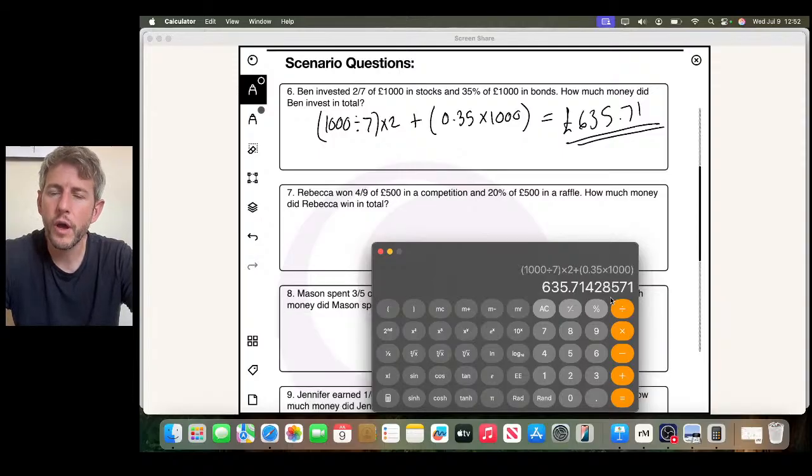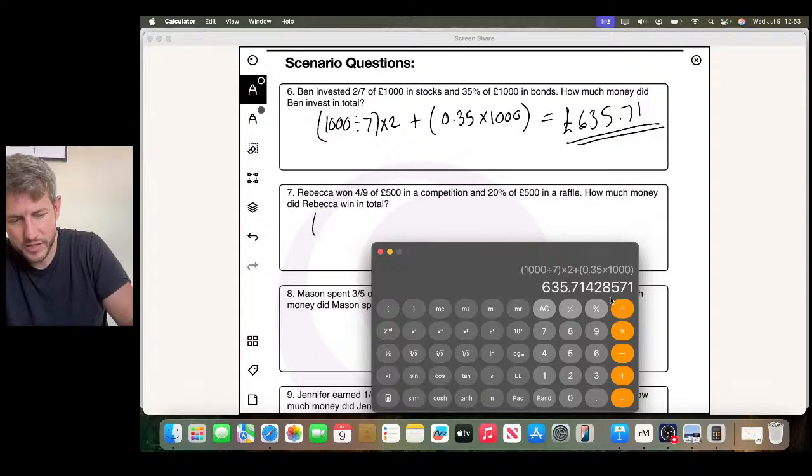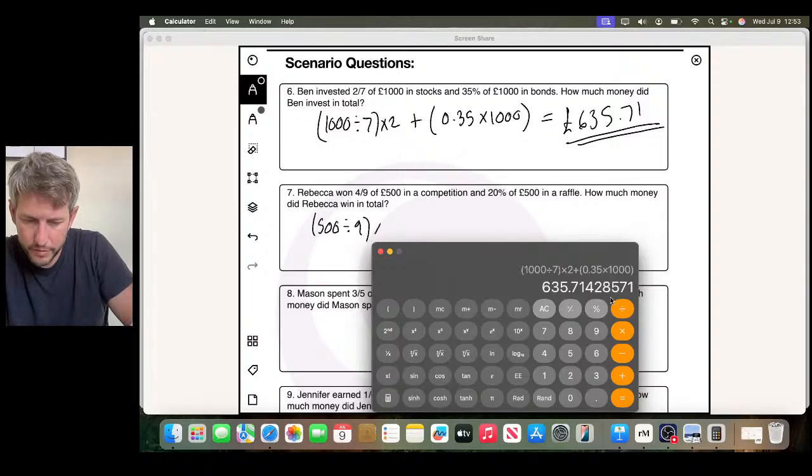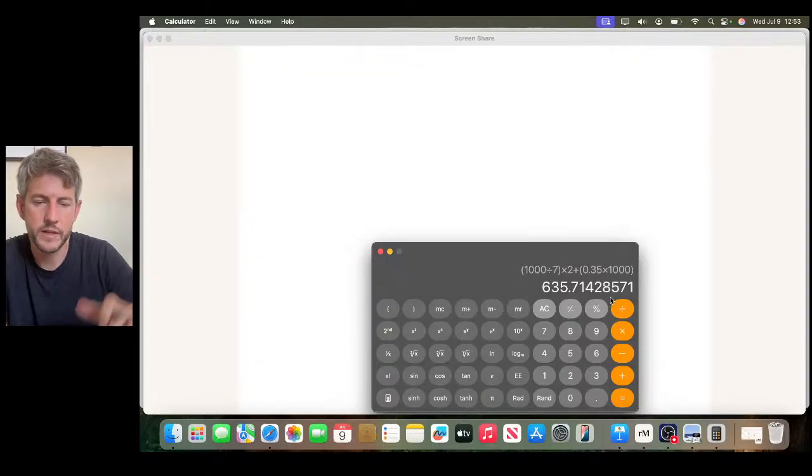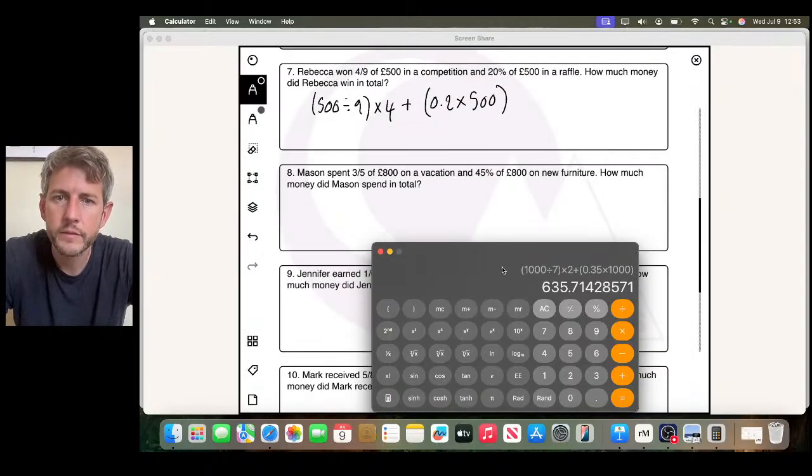Rebecca won 4/9 of £500 in a competition and 20% of £500 in a raffle. How much did Rebecca win in total? So again, let's just do the 500 divided by 9 to get 1/9, times that by 4 to get 4/9, and then add on the 20% of 500, which we can find out by doing 0.2 times 500. Okay, so I'll move that to the top there, sorry about that. And then here we go.